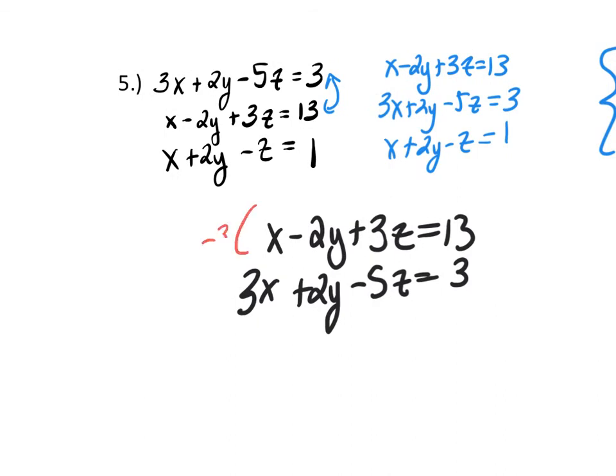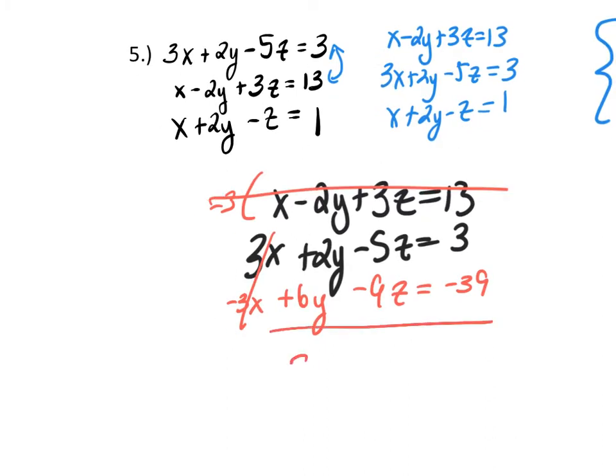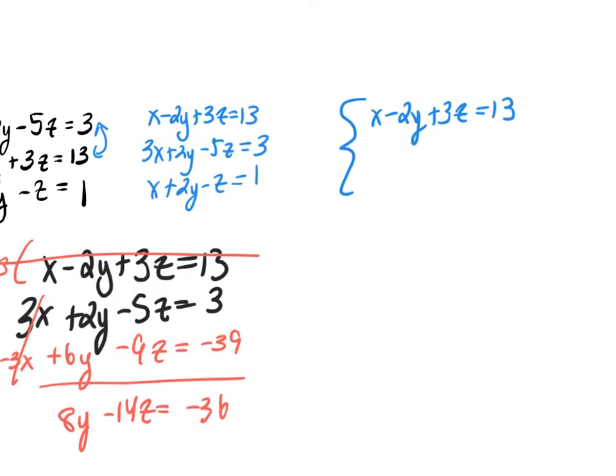Let's get rid of the x's first. So I have negative 3x, positive 6y, negative 9z, negative 39. Everybody agree? Okay, that's gone. So now we add down. We have 8y minus 14z equals negative 36. Agreed? Okay, so 8y minus 14z equals negative 36.